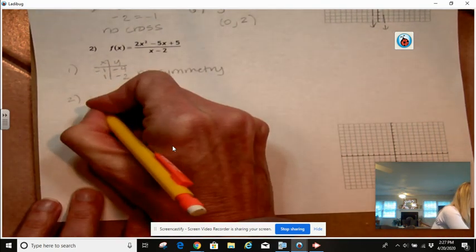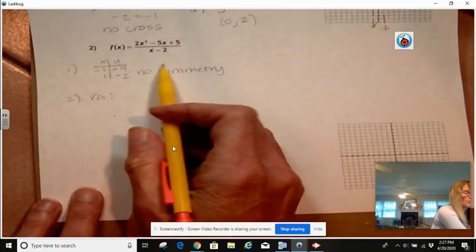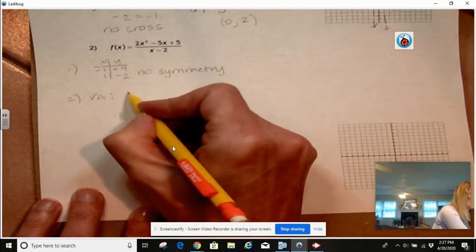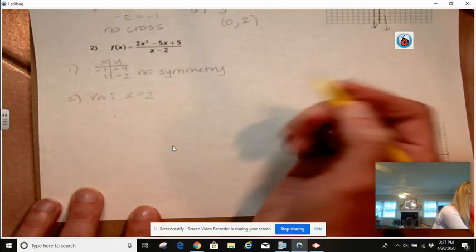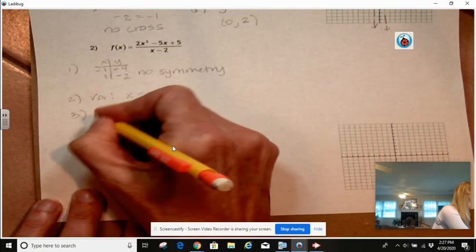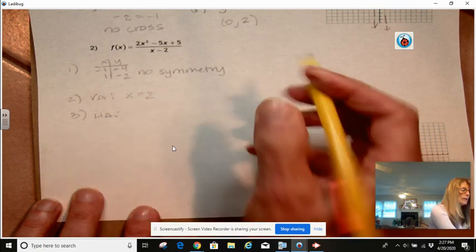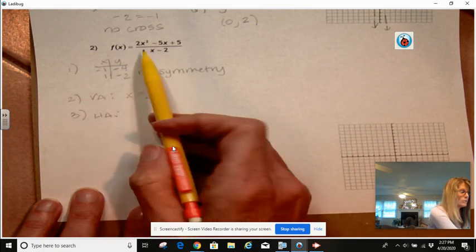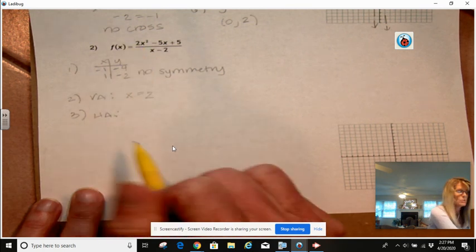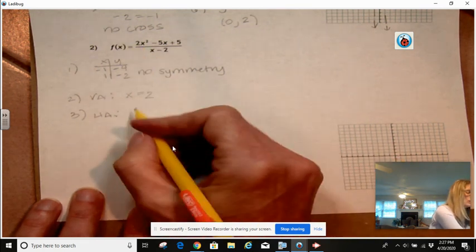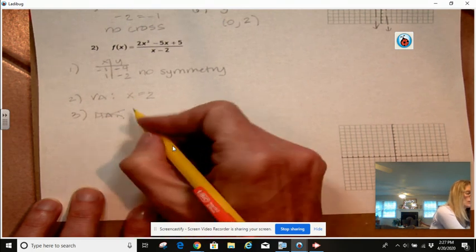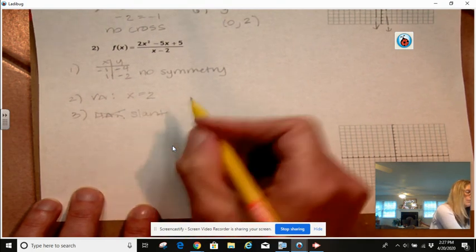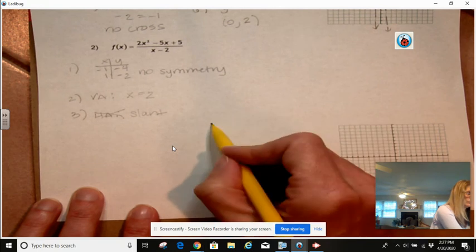Your vertical asymptotes, there was nothing to factor in the denominator, and if you set x minus 2 equal to 0, you just get x equals 2. The horizontal asymptotes. All right, so this would be a limit to infinity rule 3. The degree of the numerator is 2, the denominator is 1, and so that's going to be a slant or oblique asymptote. That means long divide.